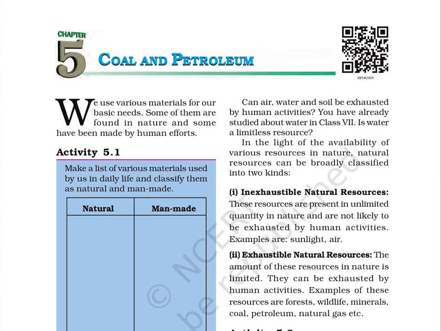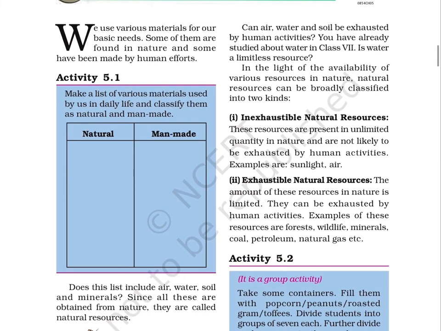Activity 5.1. Make a list of various materials used by us in daily life and classify them as natural and man-made. For this activity, make two columns. First one for the natural materials and second one for man-made. Complete the table in your notebook.